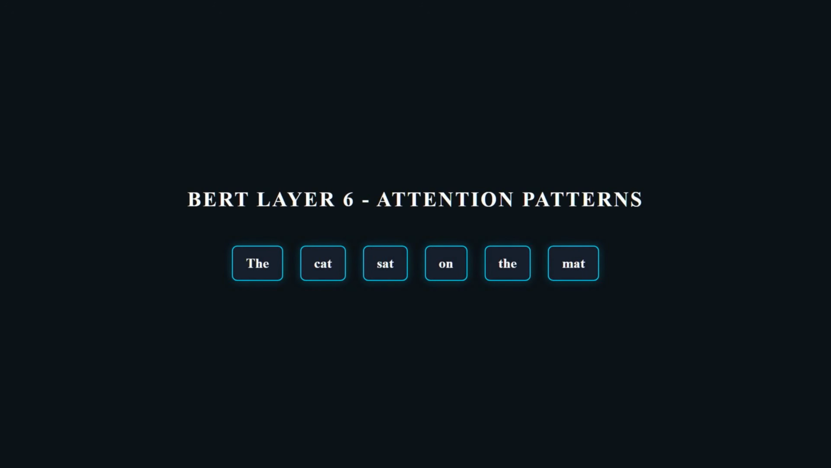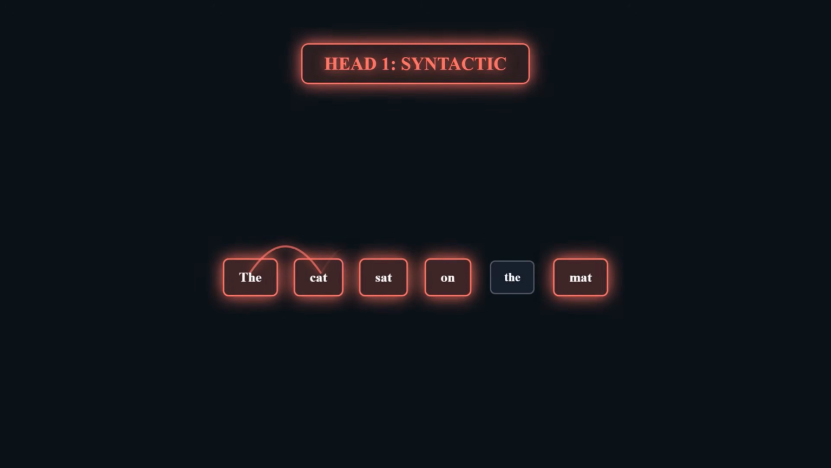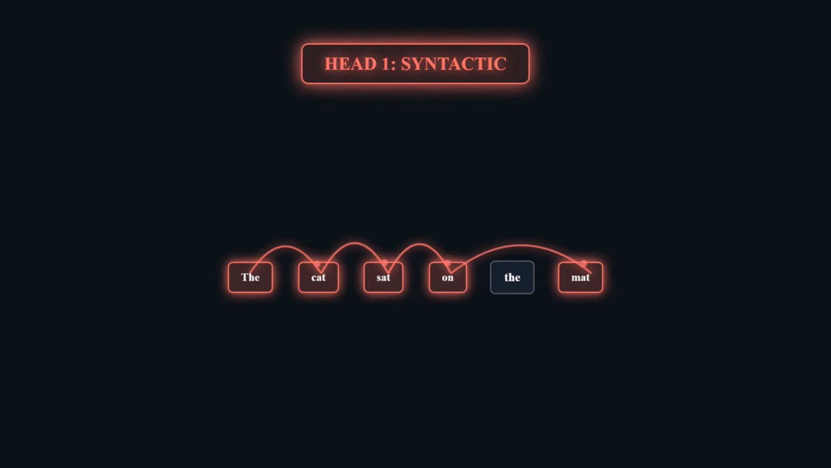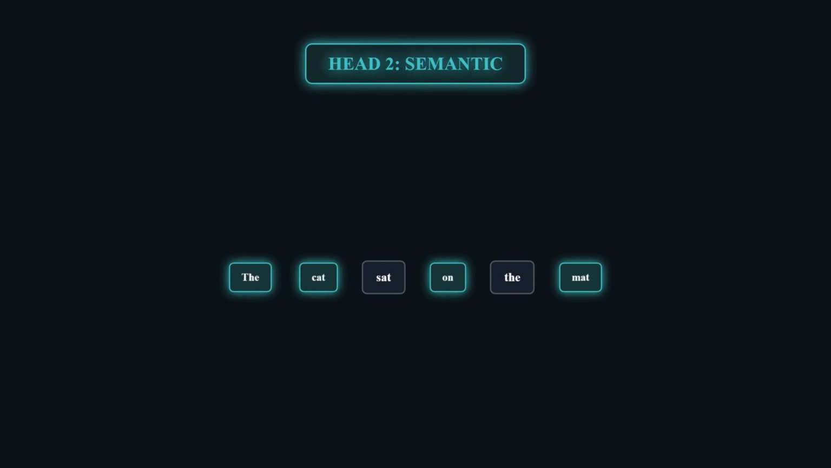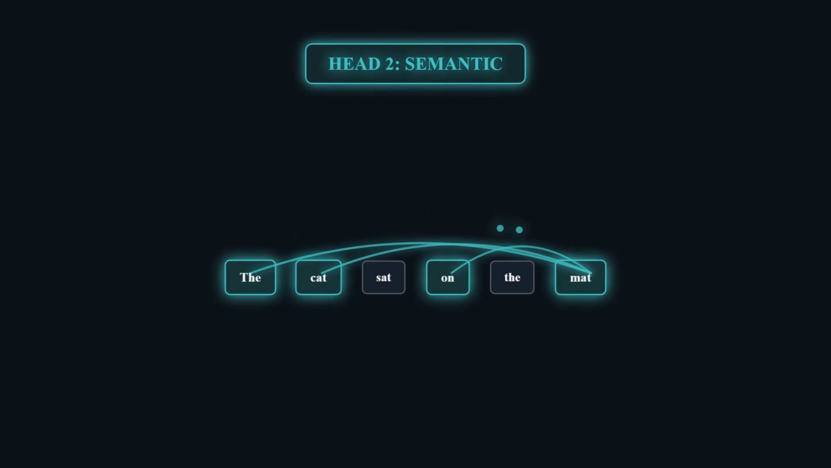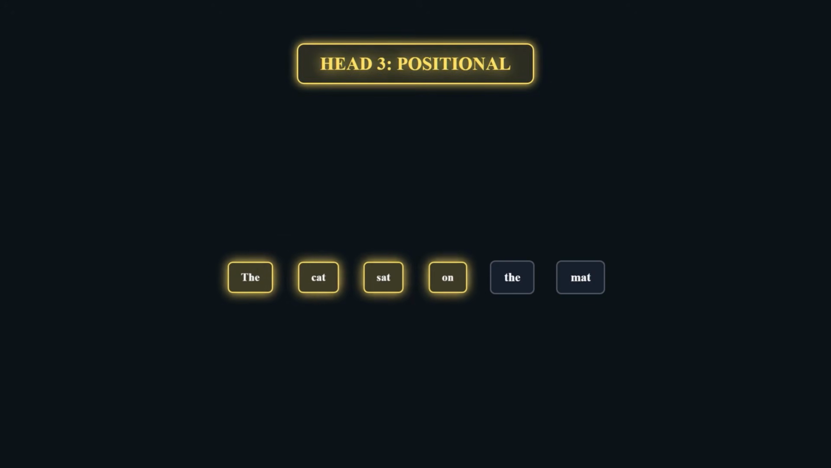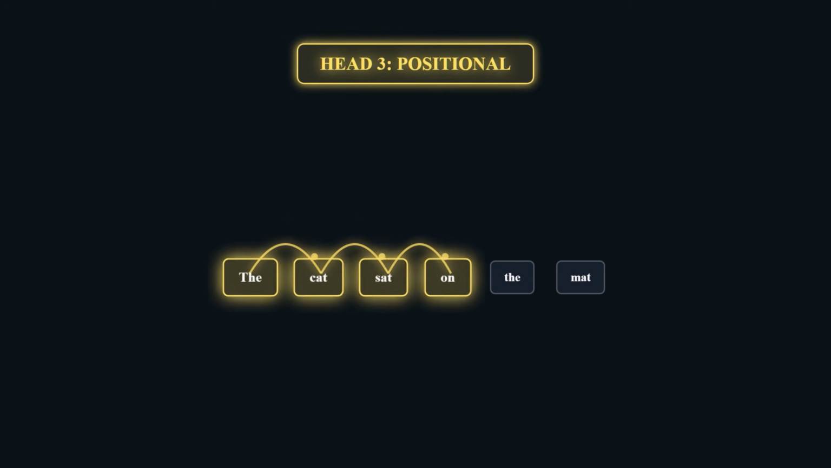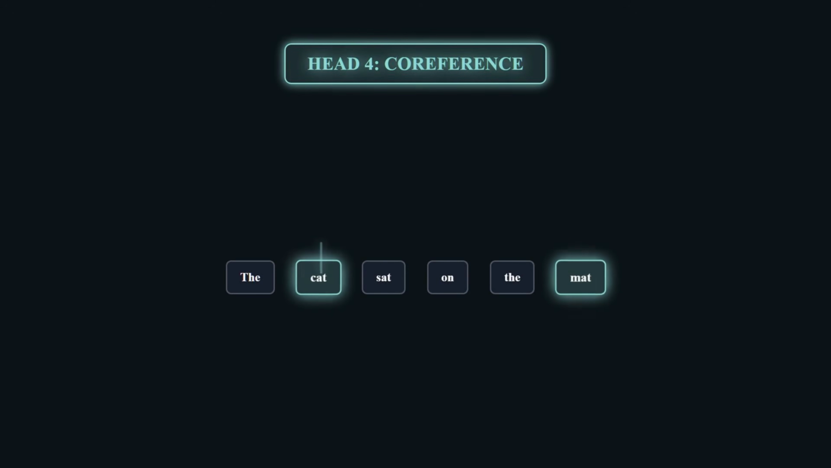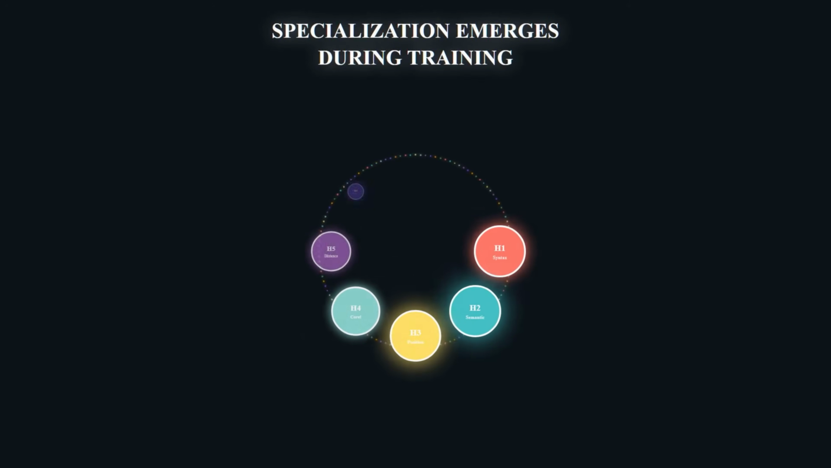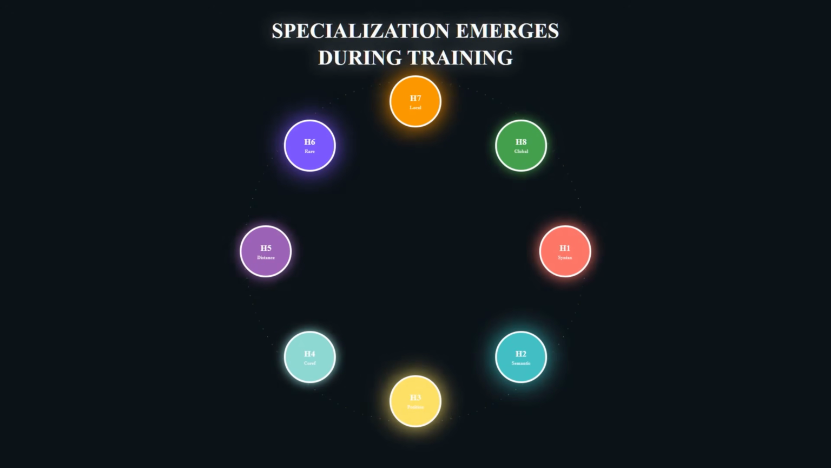Watch this visualization of BERT's actual attention heads. Head 1 specializes in syntactic dependencies, connecting subjects to their verbs. Head 2 learns semantic similarity, grouping related concepts together. Head 3 focuses on positional patterns, attending to nearby words. Head 4 might specialize in co-reference, linking pronouns to their antecedents. This specialization emerges naturally during training. No one programs it. The model discovers what patterns are useful for the task.